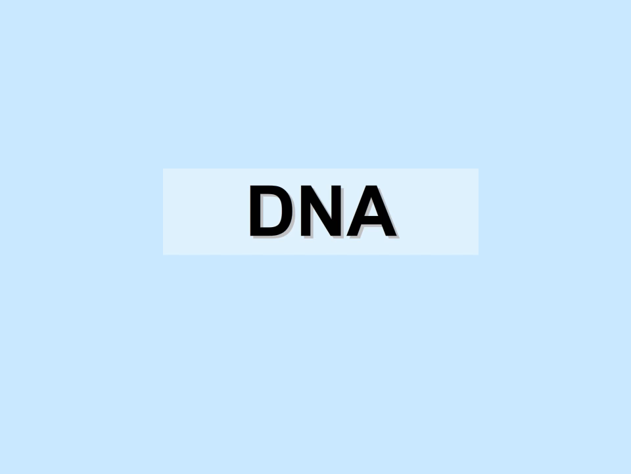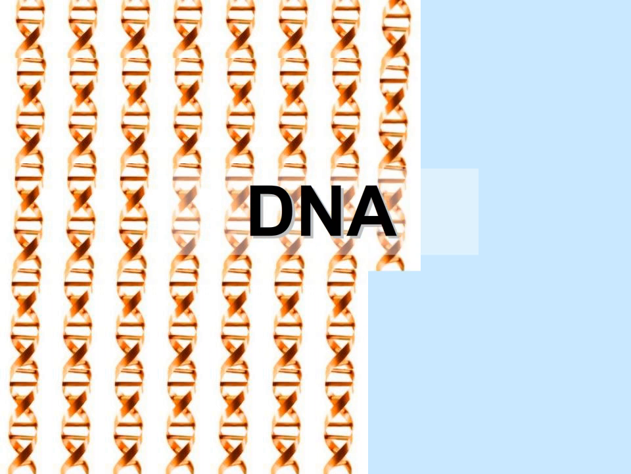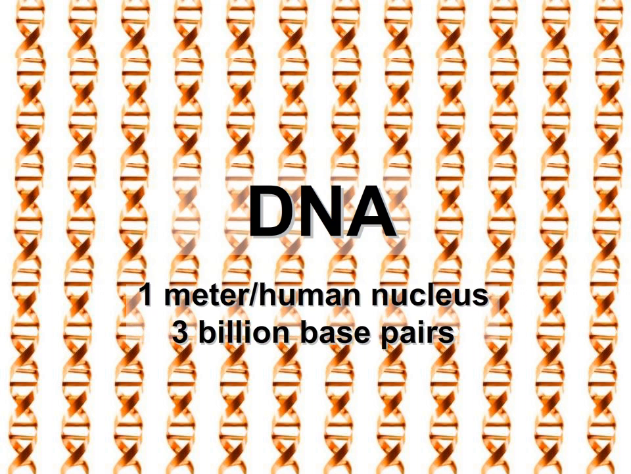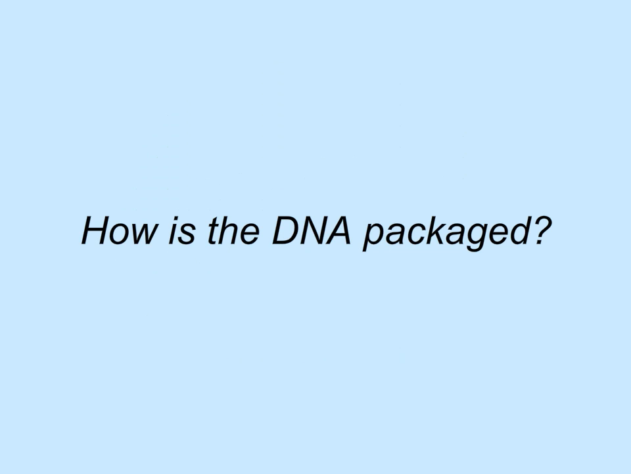And there is a lot of DNA in the nucleus. If we laid all the chromosomes in your nucleus from end to end, it would be about 1 meter in length with a total of 3 billion base pairs. And that DNA has to be packaged because the nucleus is only about 120 nanometers in diameter. Let's find out how the DNA is packaged.